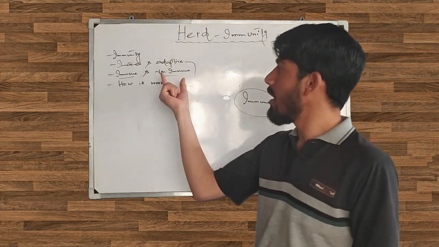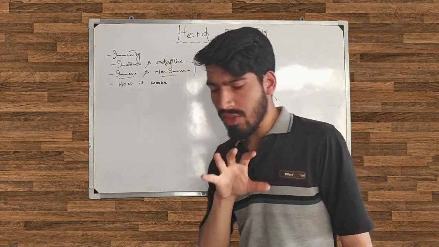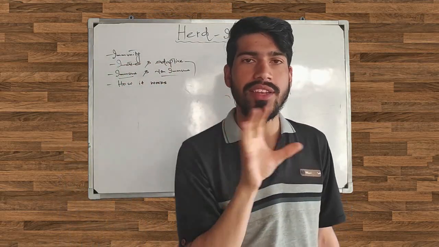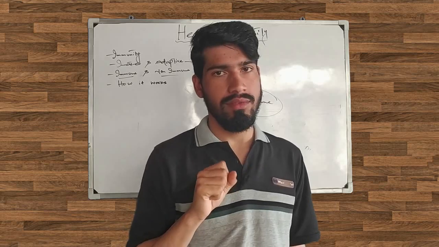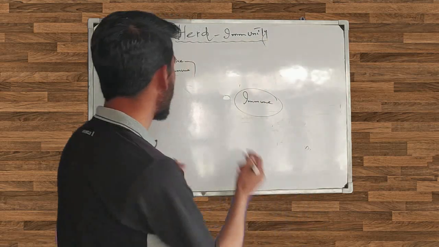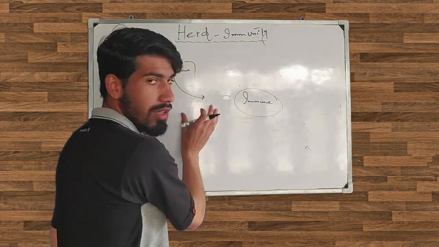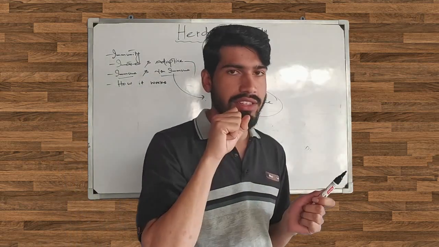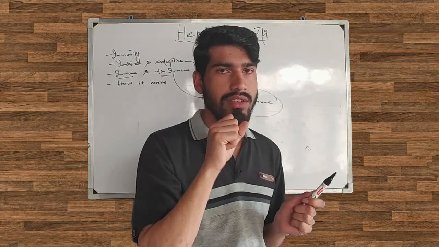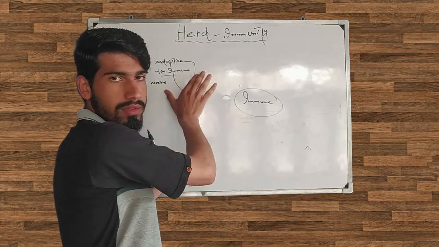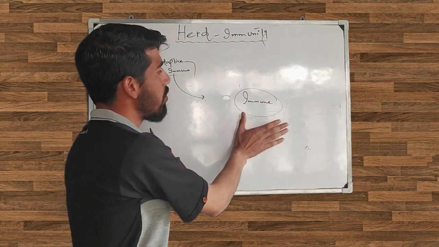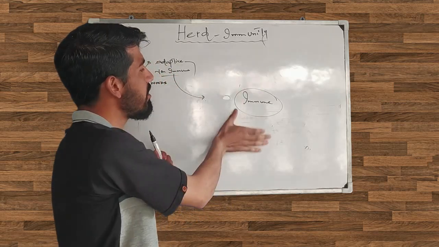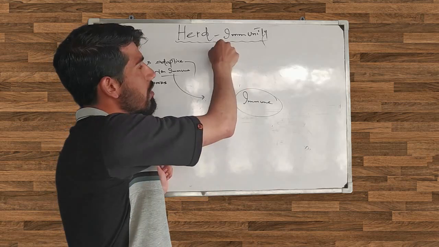Now what's non-immune? Non-immunes are those who are healthy but didn't catch the virus yet. These are the persons who didn't catch the disease or the virus yet. That's called the non-immune. So I hope you understand immune and non-immune. Now we relate this immune and non-immune to herd immunity.